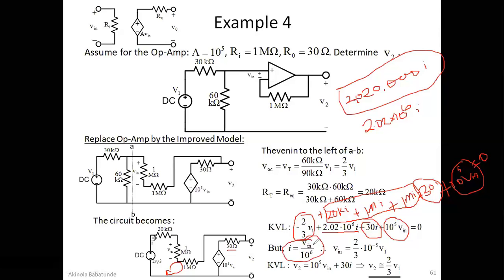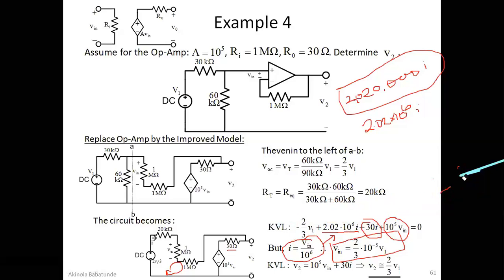So if you have this here, and then you substitute I into this particular equation, so wherever you see I, you put V in over 10 raised to power 6 here. If you do that and then you rearrange and recalculate, and make V in the subject of the expression, you obtain V in equal to 2 over 3 times 10 raised to power minus 5 Vi. This is exactly what you're going to obtain if you do that. All right, so far so good. We've been able to fix that up.